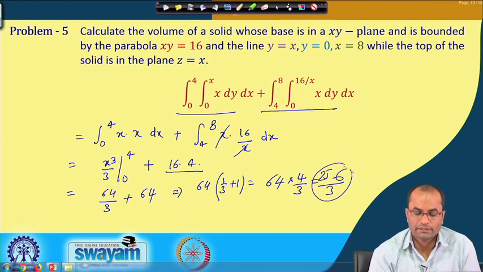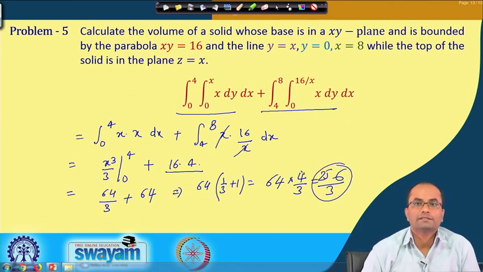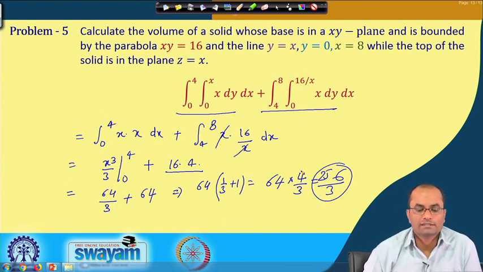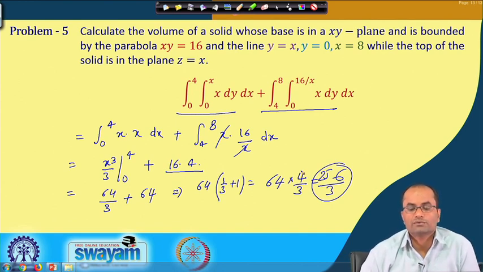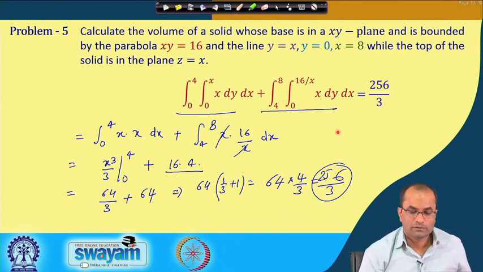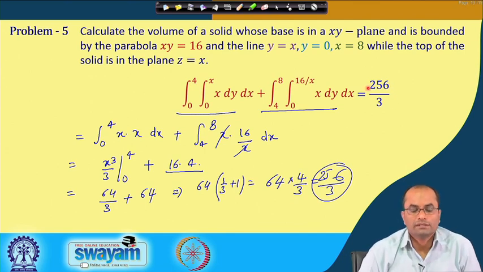So, 256 by 3 is the volume of the solid below the plane z is equal to x and bounded by the region xy is equal to 16, y is equal to x, y is equal to 0 and x is equal to 8. So, that is the value, 256 by 3.